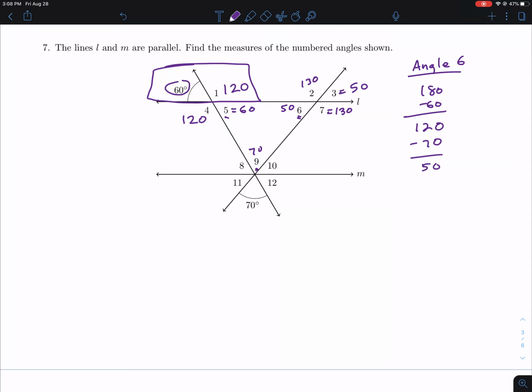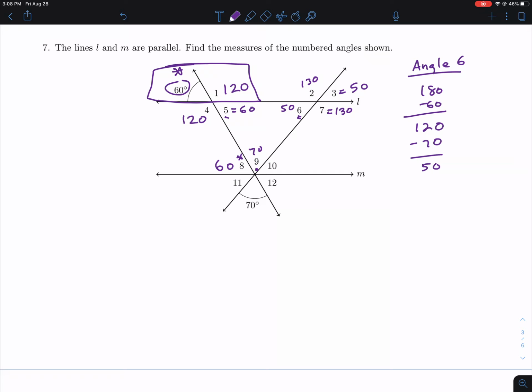So lo and behold, I'm almost done. All I've got left is angles 8, 11, 10, and 12. So here comes our first new property that we haven't used yet. Remember, in this case, the 60 and angle 8 are both corresponding angles because they both live in the same position. They're in the upper left position when those two lines cut the transversal. So that means that angle 8 is going to be 60.